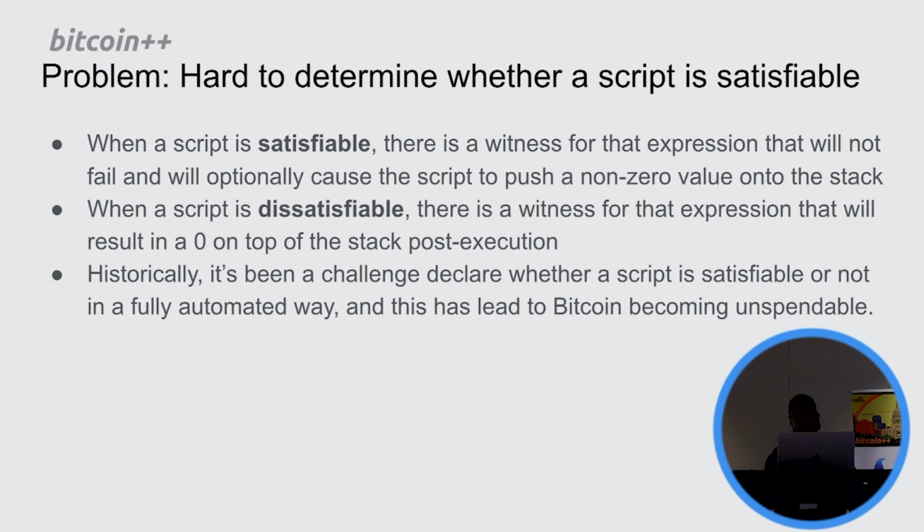It's satisfiable if there's a witness for that expression that will not fail and will optionally cause the script to push a non-zero value onto the stack. And when a script is dissatisfiable, there's a witness for that expression that results in a 0 on top of the stack post-execution. Historically, it's been a challenge to declare whether a script is satisfiable or not in a fully automated way. And again, the Miniscript compiler can actually give you this type of information. This has led to some Bitcoin becoming unspendable, if you have a script with a whole bunch of opcodes and you have no idea how to satisfy it, and there's no tools to tell you if it's actually satisfiable.